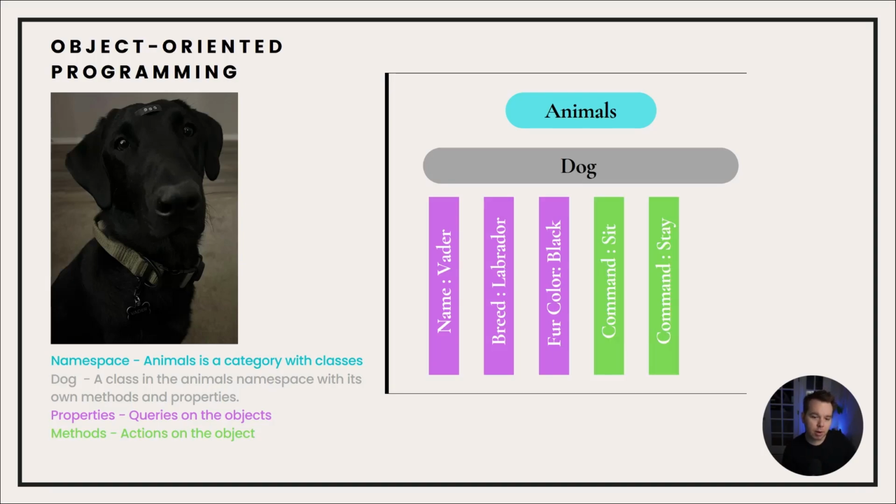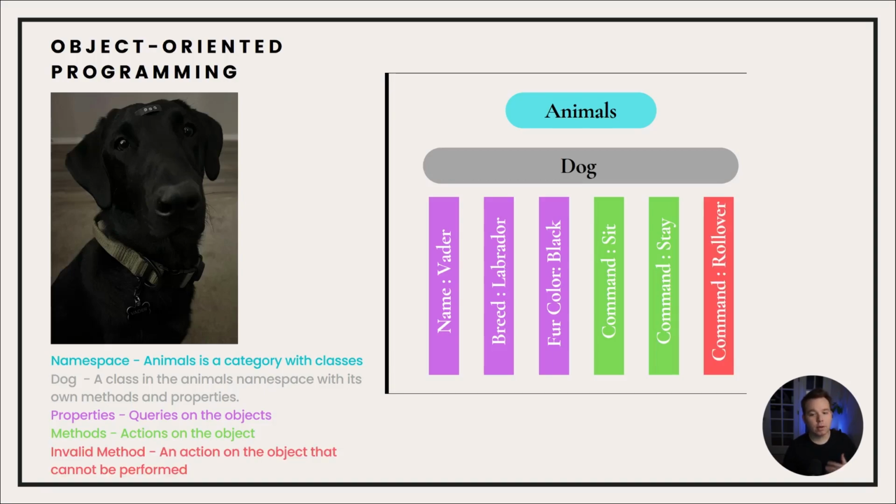In addition to properties, he has methods, which are actions on the object. These are things that can change the object, do things to the object, or return more data by acting on the object. In this case, he has two in this example. He has a command, which is sit, and he'll sit, and stay, which he does pretty well. So that's a piece of the API that we're still working on, right? And a few other commands that aren't here as well.